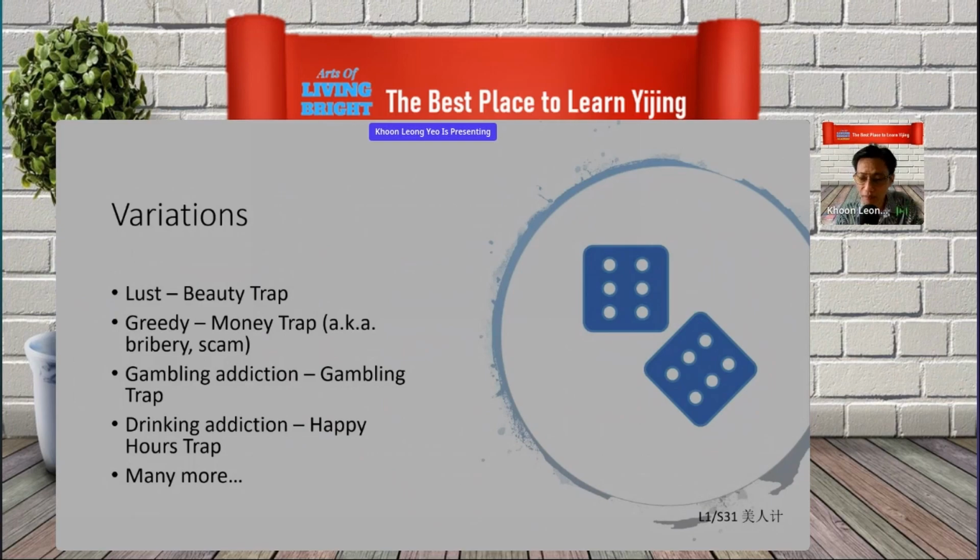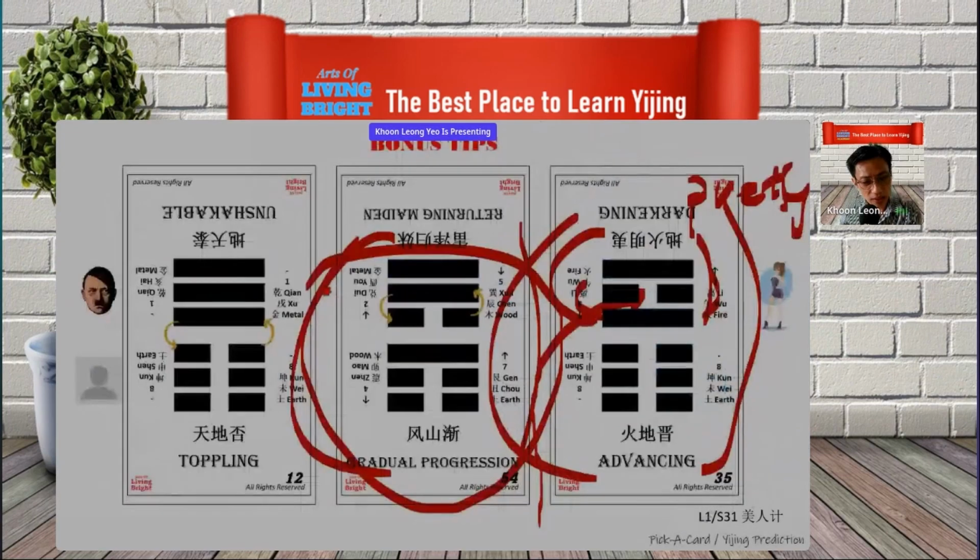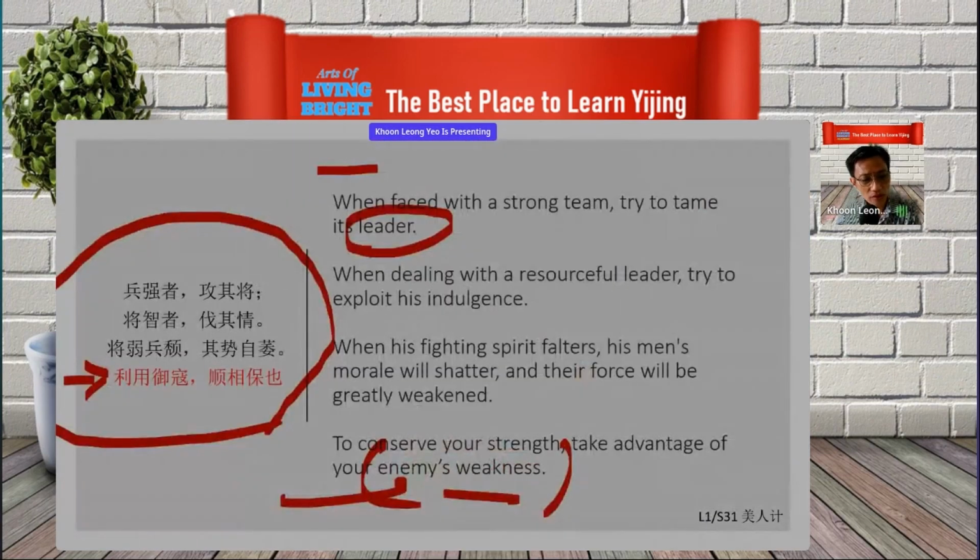It depends on. When you want to use 美人计, I notice you need to know that soft spot. Remember, we said just now this script says 罚其情. 罚其情 means exploit his indulgence. Okay, exploit his indulgence. So first things first, if you have a target that you want to create a soft spot in, you need to know what he is fond of indulging in. Otherwise, you'll be using the wrong beauty. You get my point?